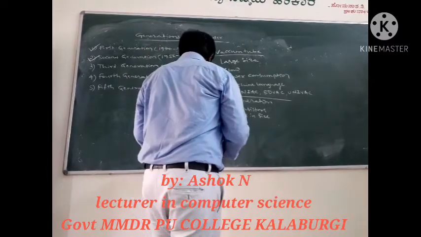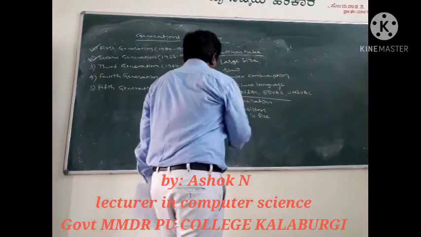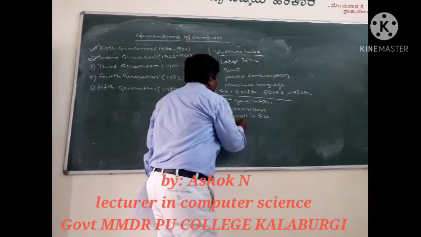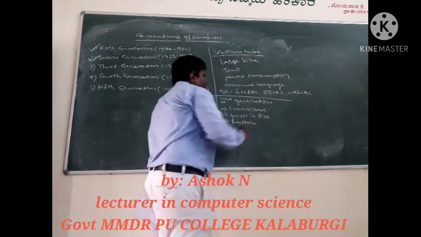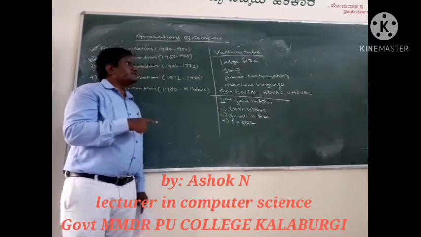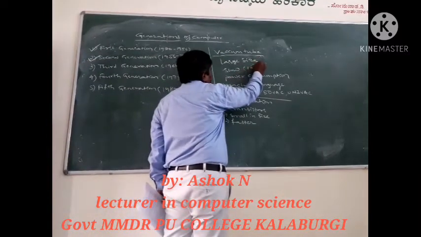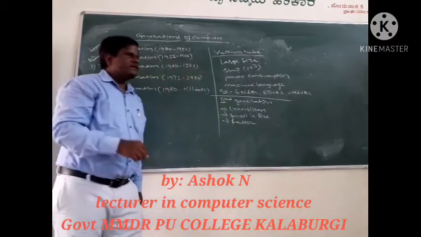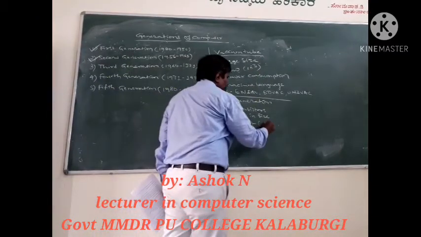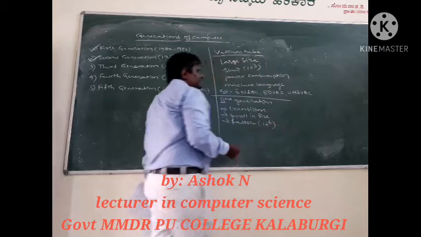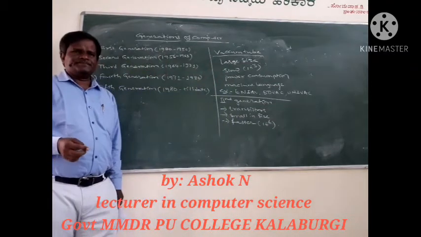And the second generation computers are faster as compared to the first generation computer. If in first generation computer its speed is for example 10 to the power of 3, then in second generation computer its speed is 10 to the power of -6 per second.